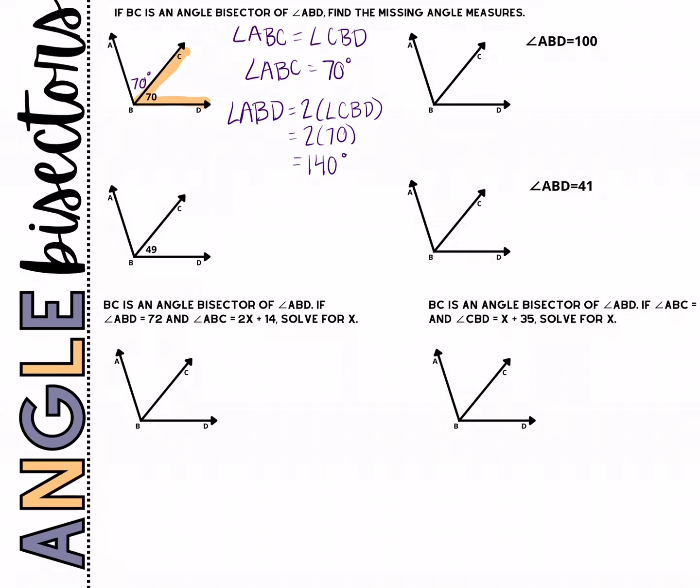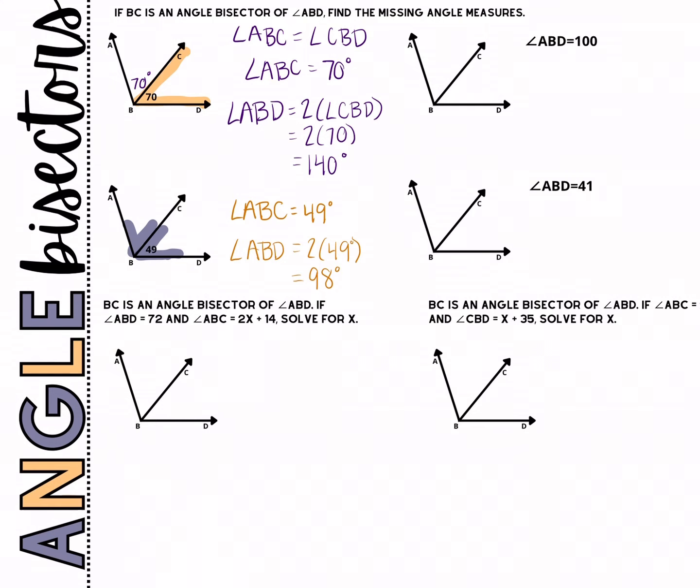Then the next one, we're going to go down here. Angle CBD is 49, and we know this angle is the exact same, so angle ABC is 49 degrees. Then the whole thing, angle ABD, is going to be 2 times 49, which is 98 degrees, because 2 halves make a whole.